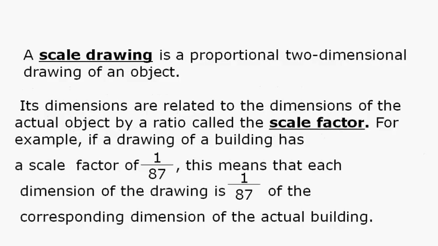So a scale drawing is a proportional two-dimensional drawing of an object. Its dimensions are related to the dimensions of the actual object by a ratio called the scale factor, which is our focus point. For example, if a drawing of a building has a scale factor of 1/87th, this means that each dimension of the drawing is 1/87th of the corresponding dimension of the actual building. So everything dealing with scale factor is just going to be multiplication. That's all that this is going to take. We're just going to have the ability to multiply. And typically it'll be multiplying by a fraction, a ratio, but we will be multiplying.